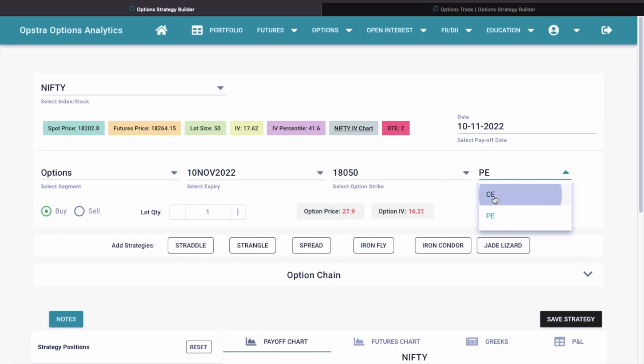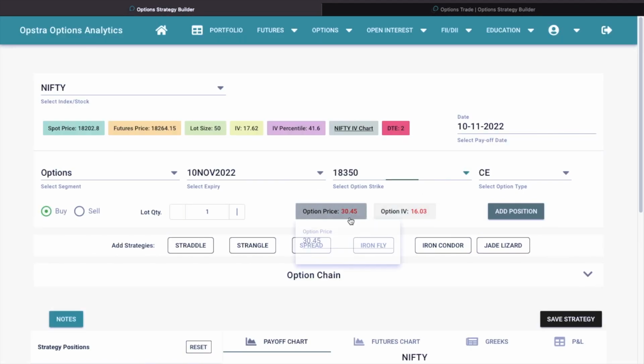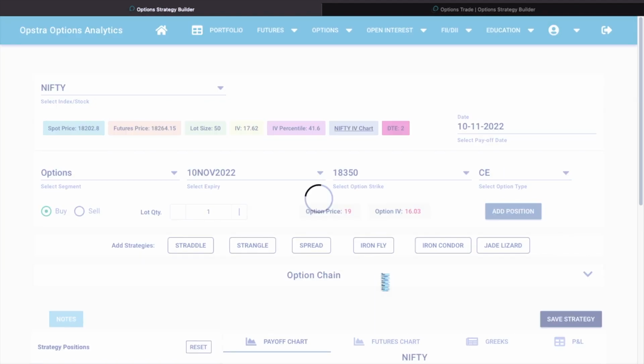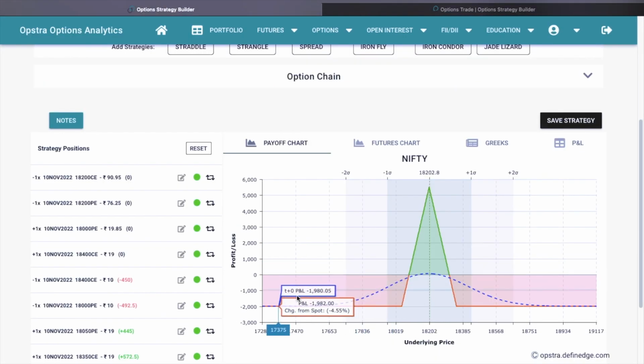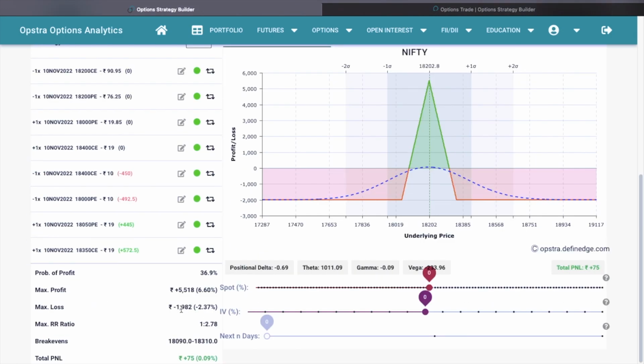And the value would be around 18,350. Okay, this would be around, let's say, again 19 rupees. Okay, so now my max loss is limited to 1900. So I have brought down my loss to 1900.